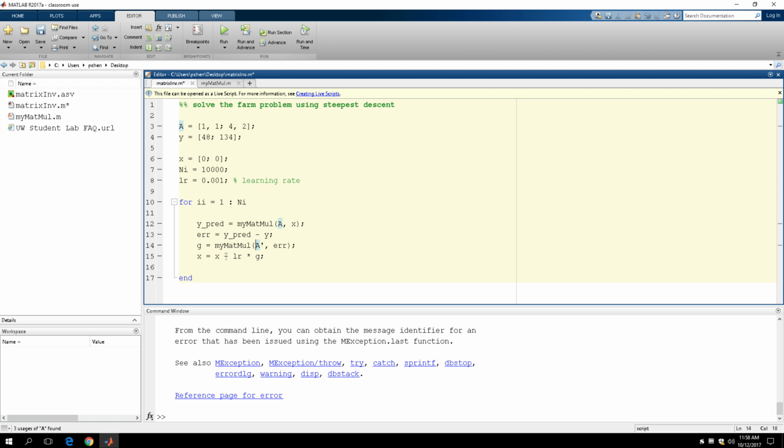So x keeps changing here. This line actually changes x from iteration to iteration, right? And then LR is not changed, because it's a constant. But g actually keeps changing because g equals A prime times error, right? A prime doesn't change, but error changes. Error equals y_pred subtract y, right? And y_pred was computed from A. And then let's just run this code and see if it's going to work.